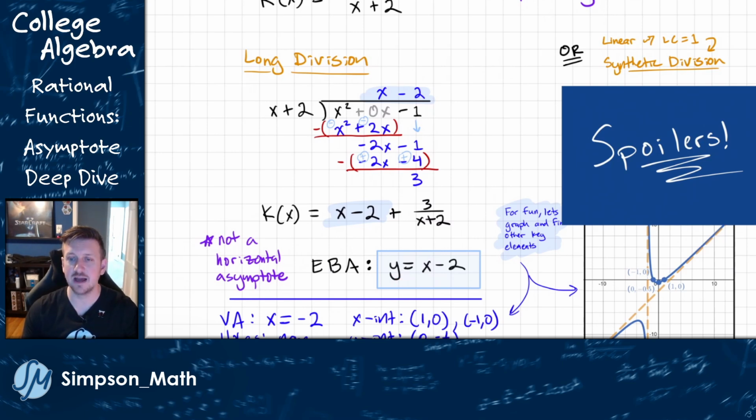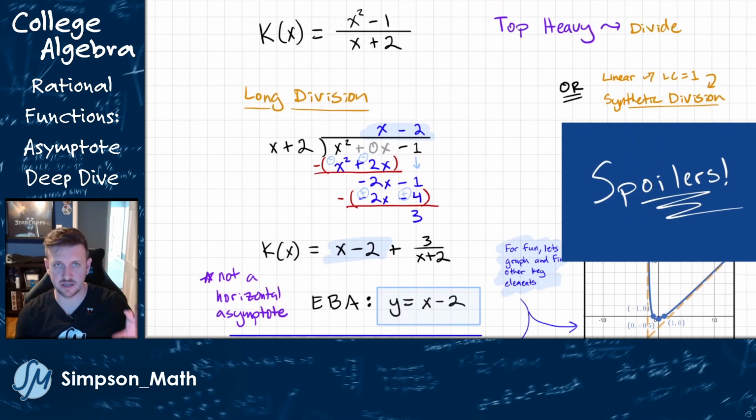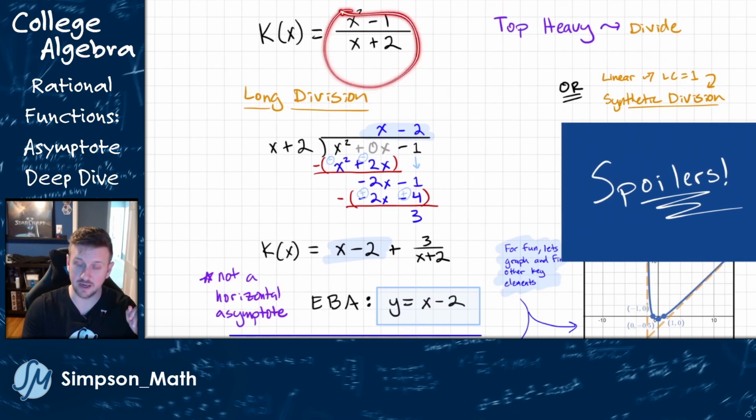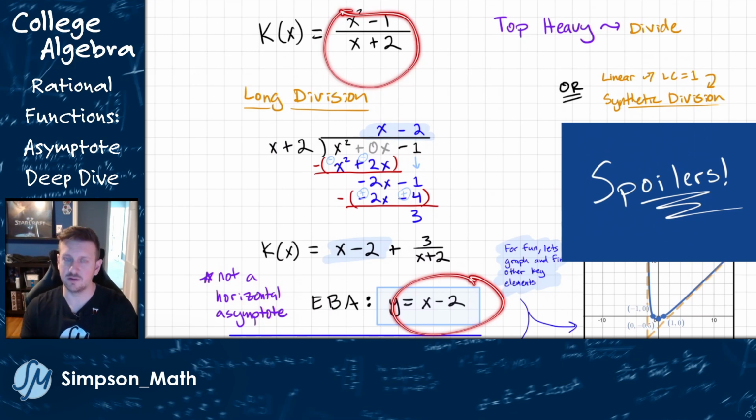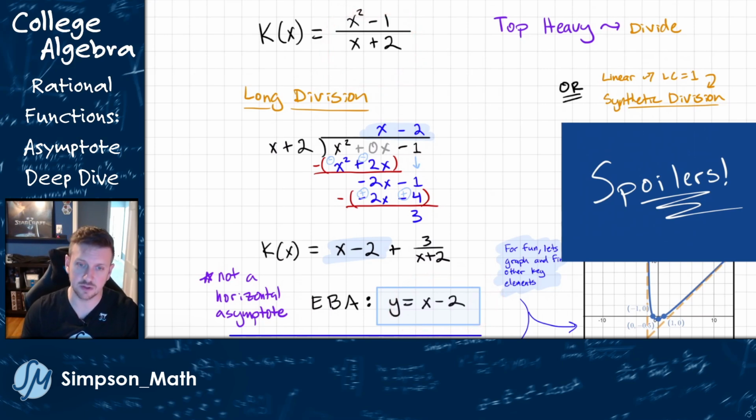So what's happening is as my graph goes to the right, this function is going to be getting closer and closer to x minus 2. As it goes to the left, the graph will be getting closer and closer to that line, x minus 2.